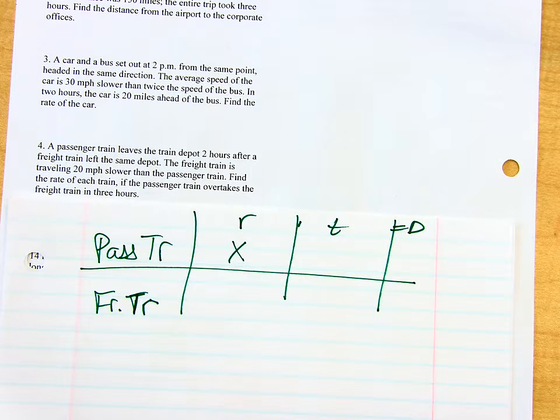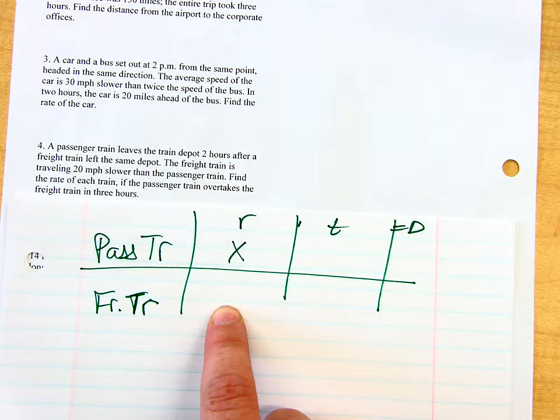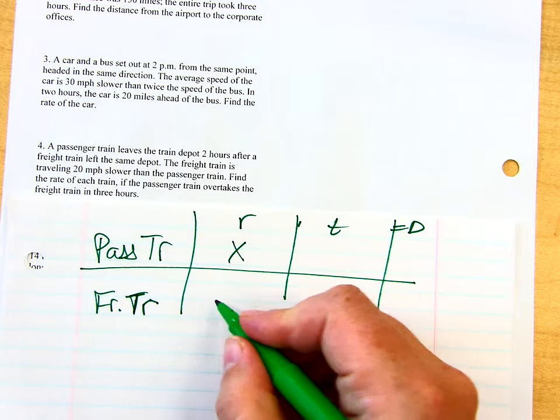Now, it does say something about the freight train, though. The freight train is traveling 20 miles per hour slower than the passenger train. So if that's X, how would I represent 20 miles slower here? X minus 20, right? X minus 20.